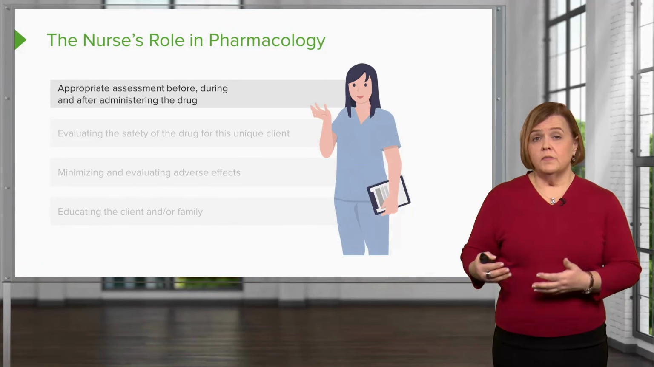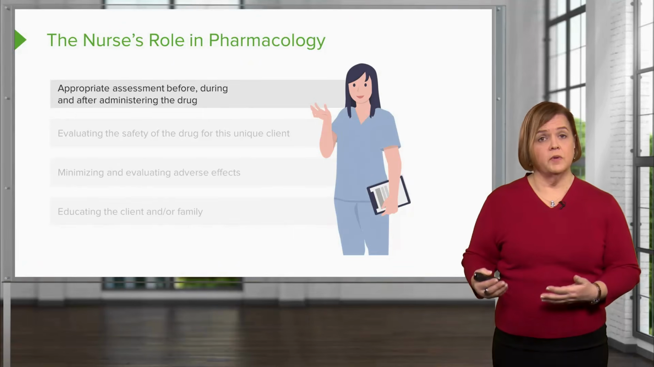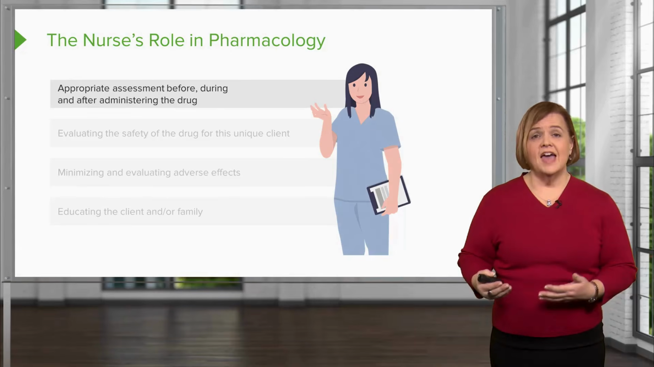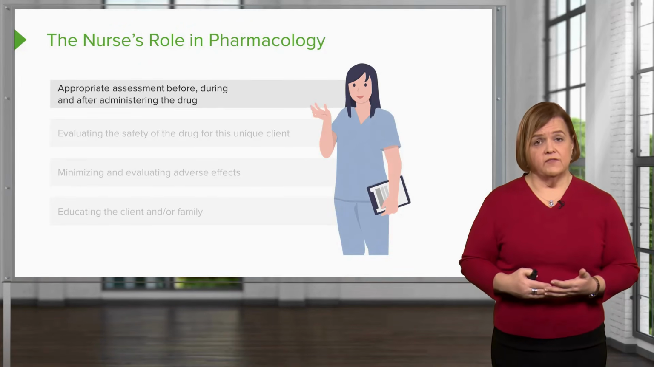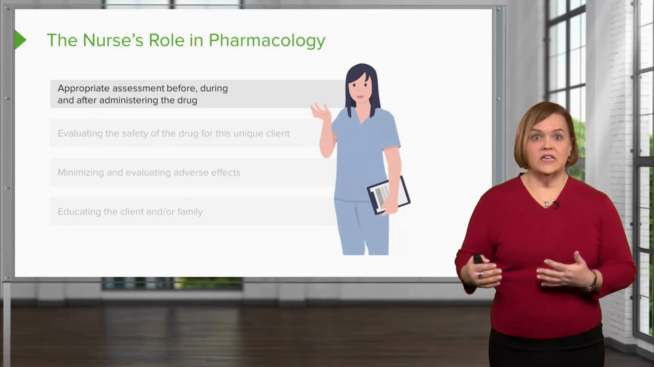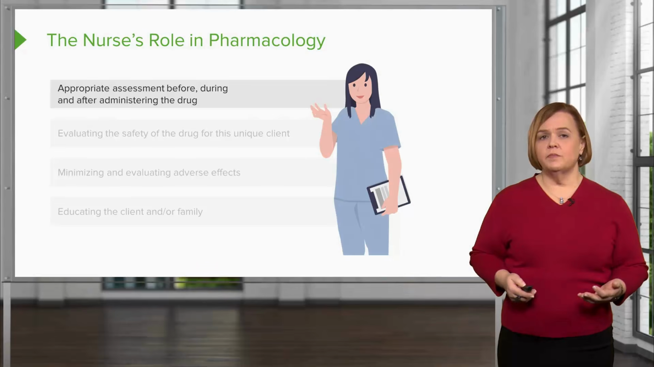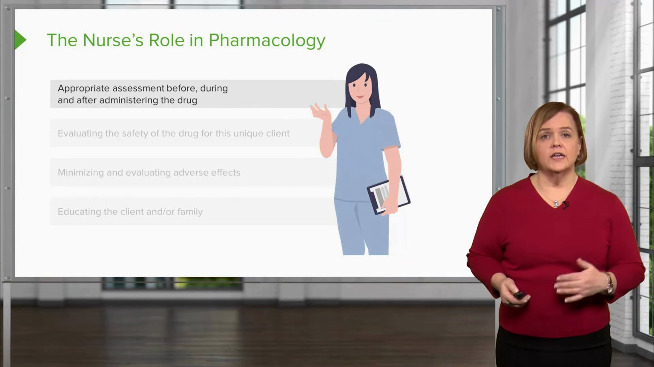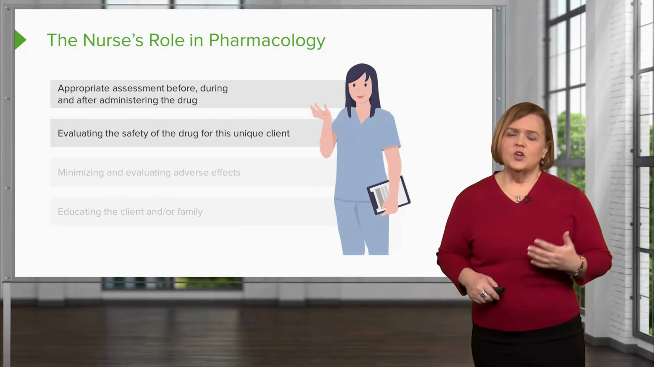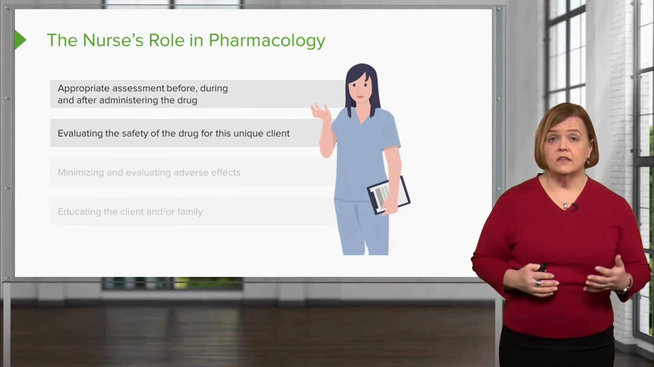Now, while the medication was being received, if I was giving it IV, I'd want to watch the patient for any response while I was giving the medication. And then after I gave the drug, if it was an IV medication, I'd be watching their heart rhythm strip to make sure there weren't any weird dysrhythmias or problems happening. So that's just an example with one type of medication, the appropriate assessment a nurse would do before, during, and after. Next, our job is to evaluate the safety of the drug for this unique client.